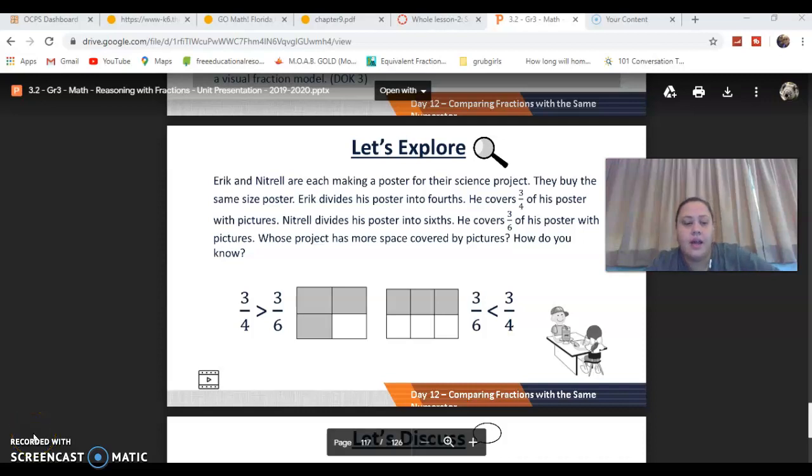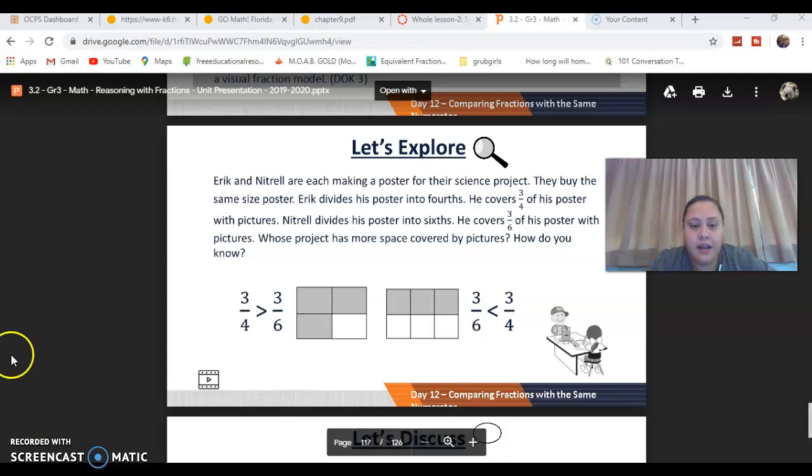We're going to go ahead today and go over fractions that have the same numerator. However, they have different denominators. So the pictures and the comparisons are going to change a little. We're going to go ahead and get right into the first example here.